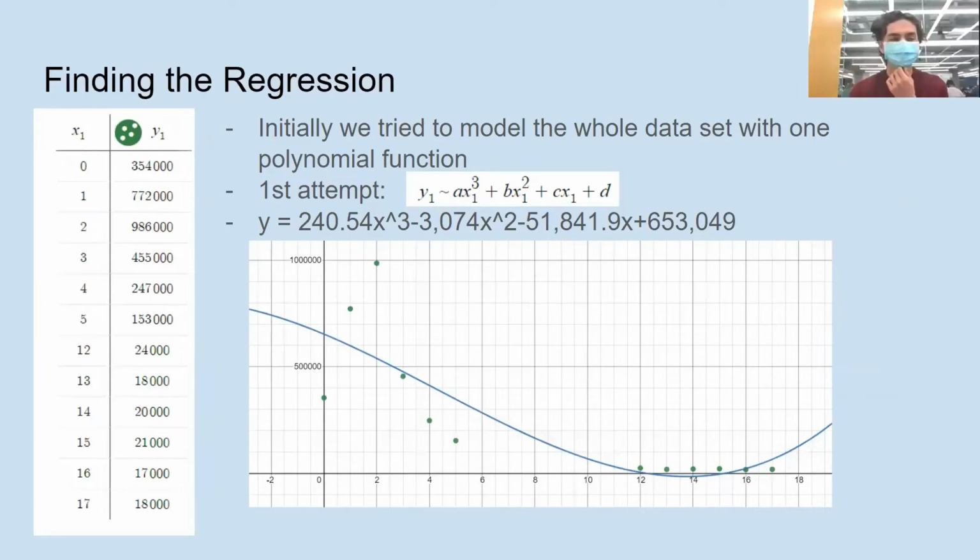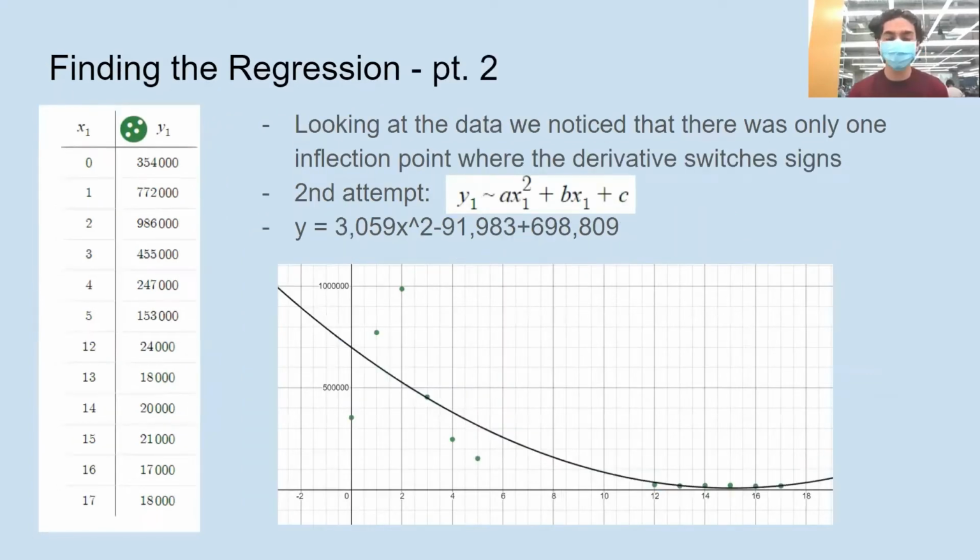When finding the regression, we immediately found that we wanted to model the entire data set with one polynomial function. To do this, we started off by making the x values years since 1978 for simplicity of the function. We immediately went with a 3rd degree polynomial because we believed that it would model it best with 2 inflection points, as we noticed in the data. Then going on to the next regression, however, we noticed that there was actually only really 1 inflection point, where the derivative switches signs at the lower point, and therefore it would be best modeled with 1.